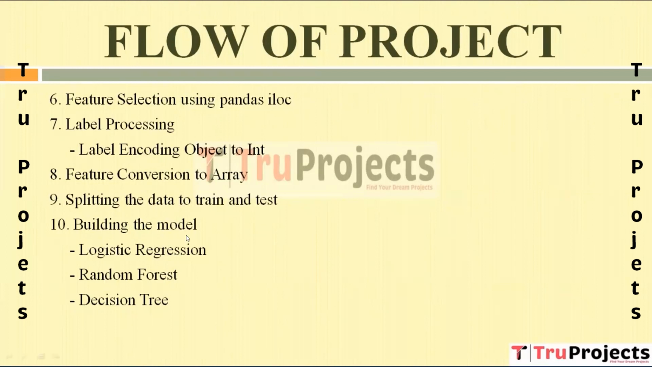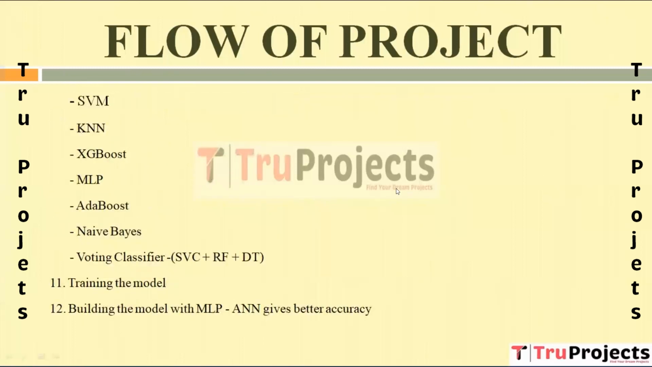The next here we have building the model. Various machine learning models are employed for classification tasks. Here we have first logistic regression, random forest, decision tree, SVM, KNN, XGBoost, MLP which stands for multilayer perceptron, AdaBoost, naive Bayes, and a voting classifier combining SVC, RF and DT. Then we have training the model. The selected models are trained on the training data, allowing them to learn patterns and relationships within the data.